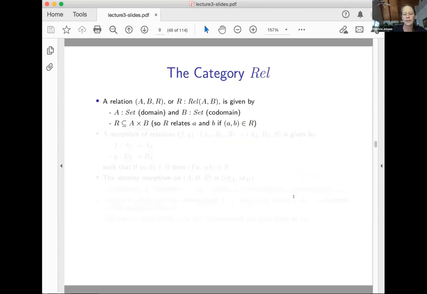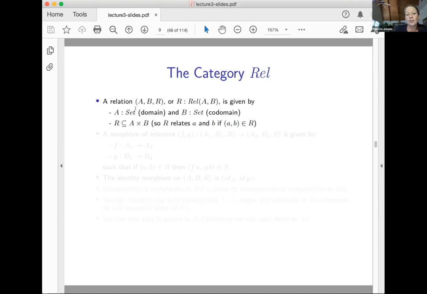Okay, all right. So to do this, just like last time we gave interpretations of our data types in the category Set. That's sets and morphisms between them. Now we're going to give our relational interpretations in this category Rel. So I'm going to tell you what this category is.